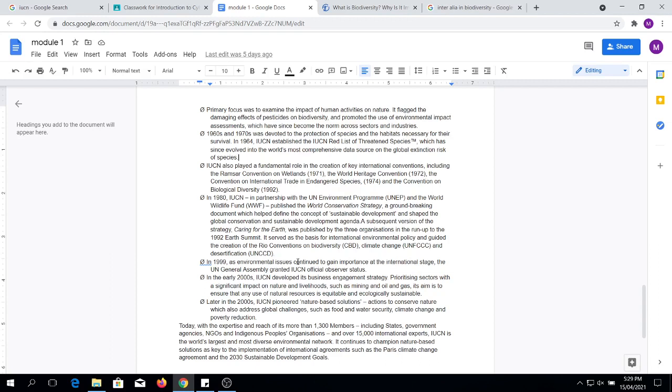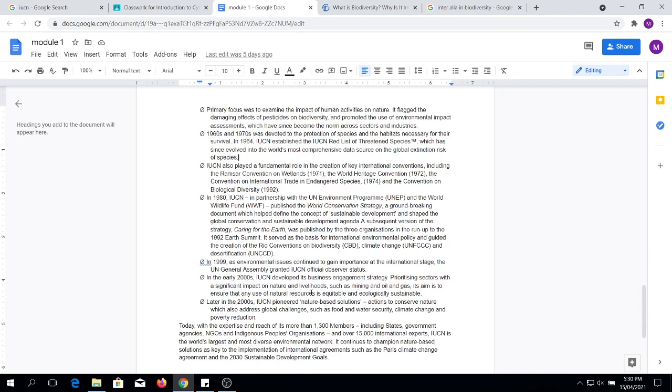Then in 1999, as the environmental issues continued to gain importance on the international stage, the UN General Assembly granted the IUCN official observer status. Then in early 2000, the IUCN developed its business engagement strategy by prioritizing sectors with a significant impact on nature and of course the livelihoods. So this includes your mining, your oil, your gas. Its aim is to ensure that the use of natural resources is equitable and ecologically sustainable.